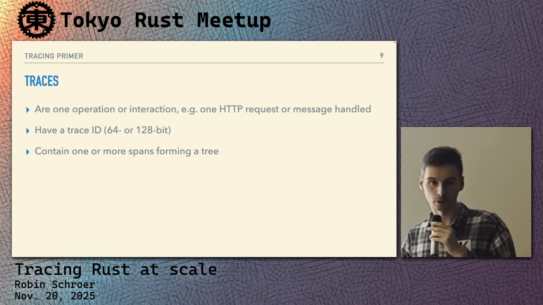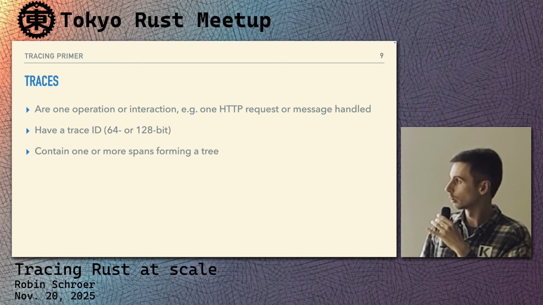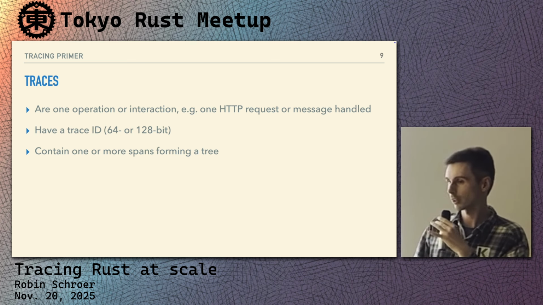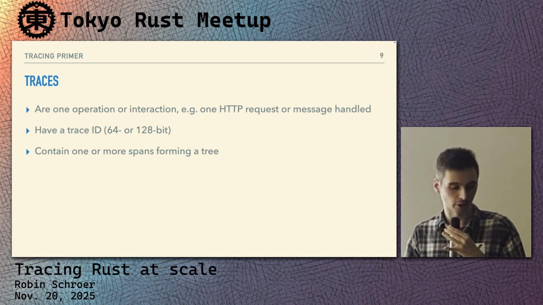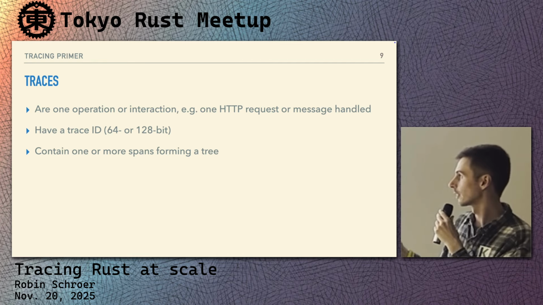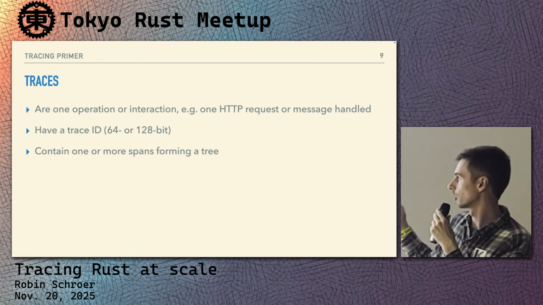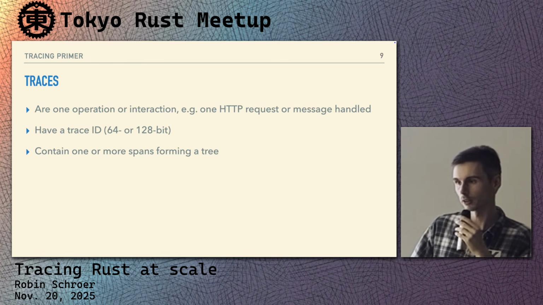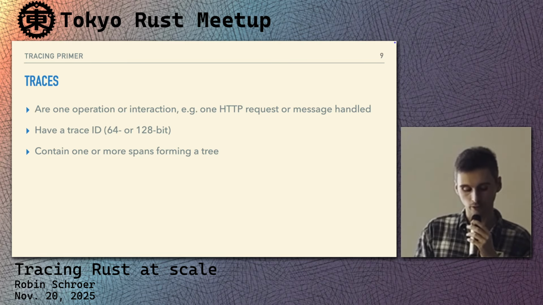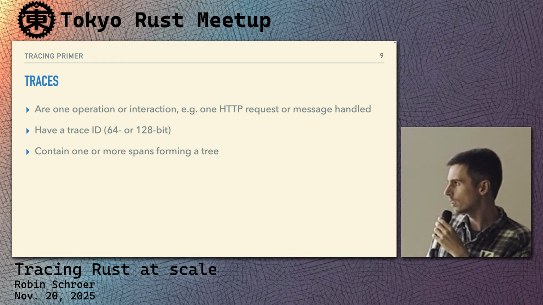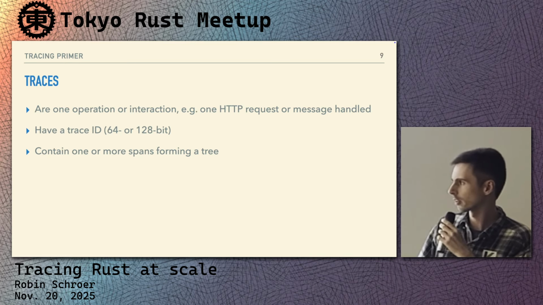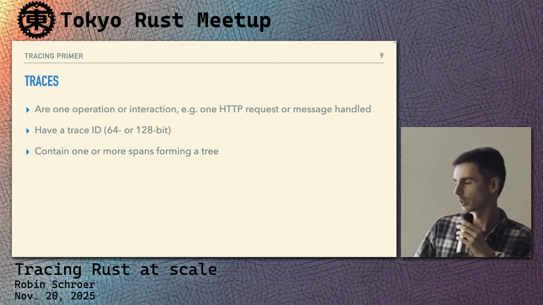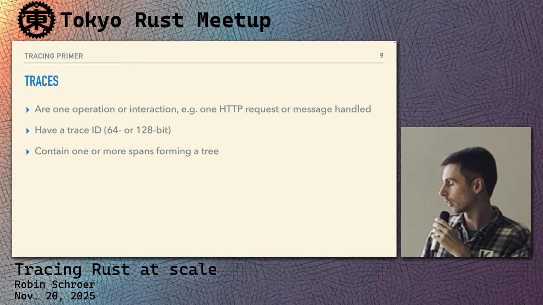So the trace overall, you would say it's an operation, an interaction, that's logically cohesive. As an example, we often use an HTTP request, but it might also be a message handler from a message bus, or whatever operation makes sense in your system. And the trace really only has a trace ID, which is either 64 or 128 bits, depending on your system. And well, then it contains spans.